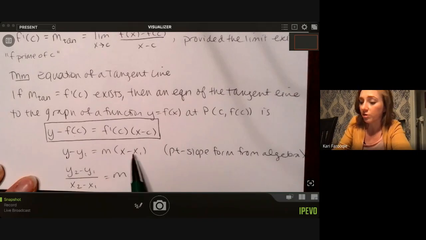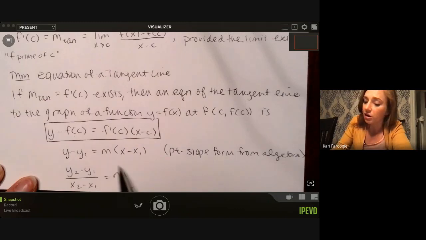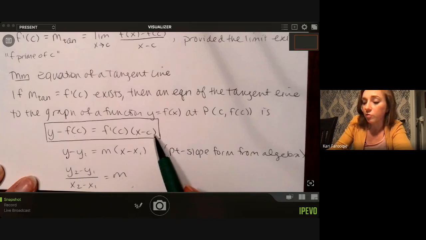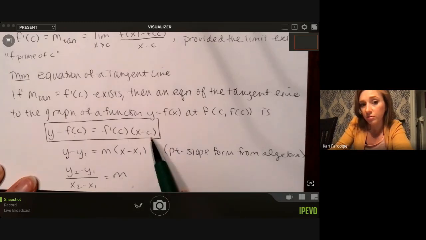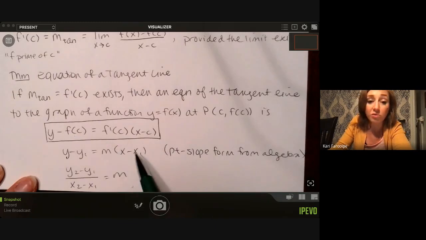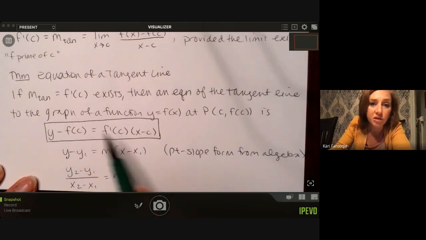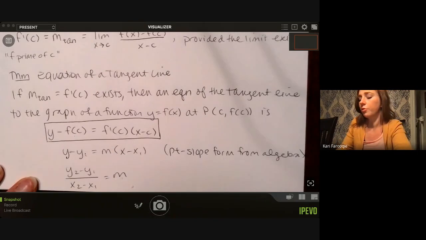Multiply both sides of the equation by x sub 2 minus x sub 1, and then just replace y sub 2 and x sub 2 with a general x and y. That's where this comes from. So everything starts out with your slope formula. Then you kind of build it backwards. And in this case, we're just replacing m with f prime of c, and we're replacing x sub 1, y sub 1 with (c, f of c). So either way, this is the equation for your tangent line.